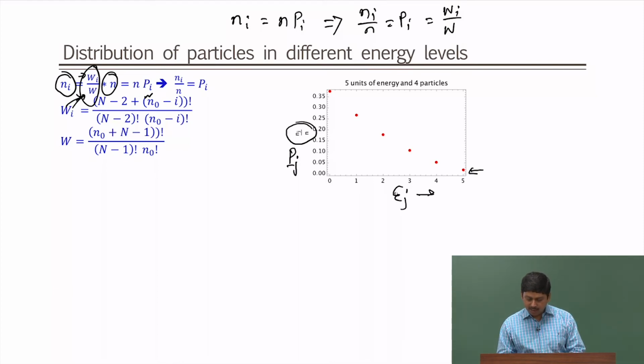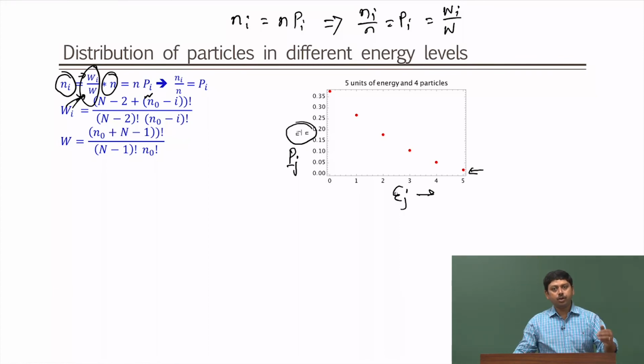So, as the energy increases, for example here with 5 units of energy and 4 particles, as the energy increases from 0 to 5, the probability decreases. Which means it is less and less probable for the particle to occupy higher levels. So, there will be more particles in the lower level, then fewer, then fewer, then fewer. It will continuously decrease as the energy goes higher and higher.